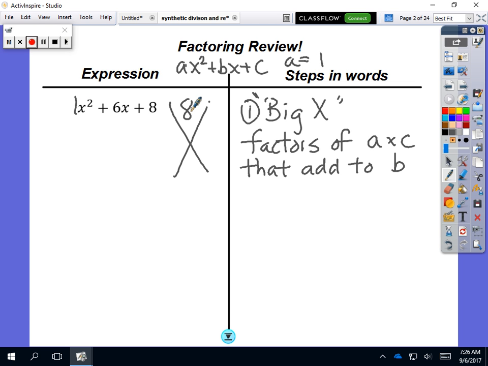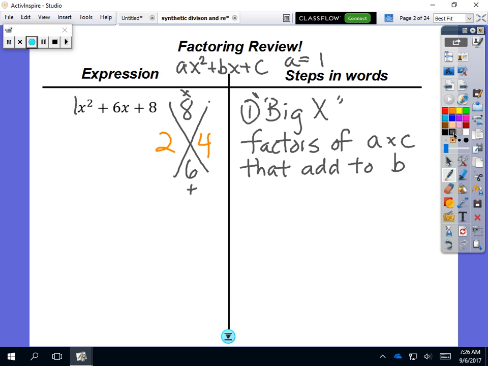So in this case, you would just use c. If a is just 1, it's just the factors of a times c, the product of a times c is just 8. b is the coefficient of your linear term, which is 6. So we need two numbers that multiply to equal 8, and when I add those same two numbers, they have to equal 6. Well, the only factors of 8 are 1 and 8 and 2 and 4, so of course we're going to use 2 and 4 for that.